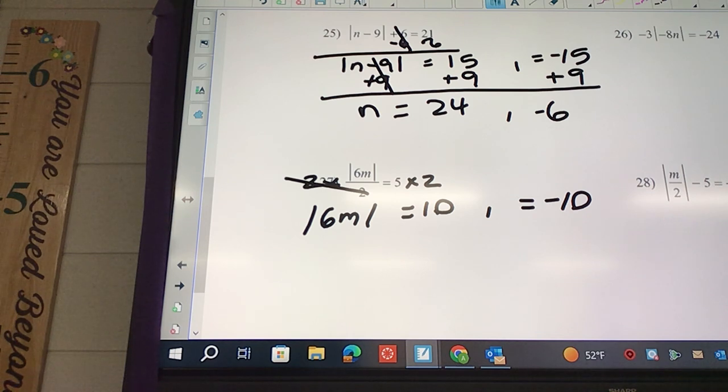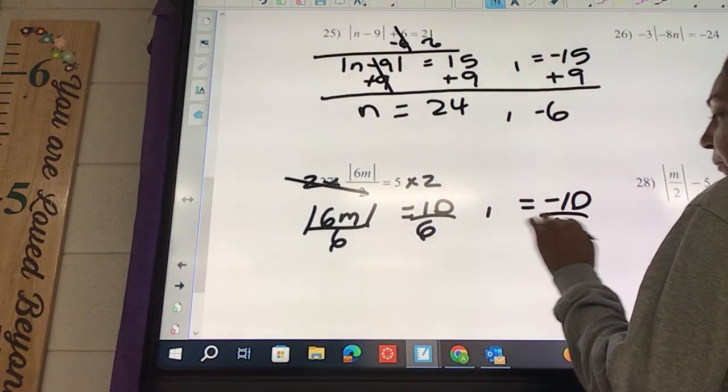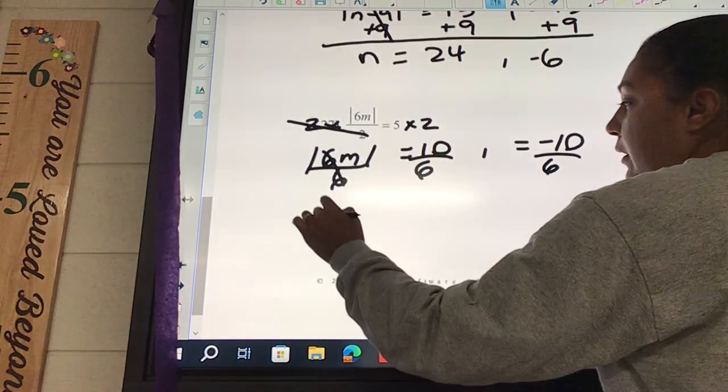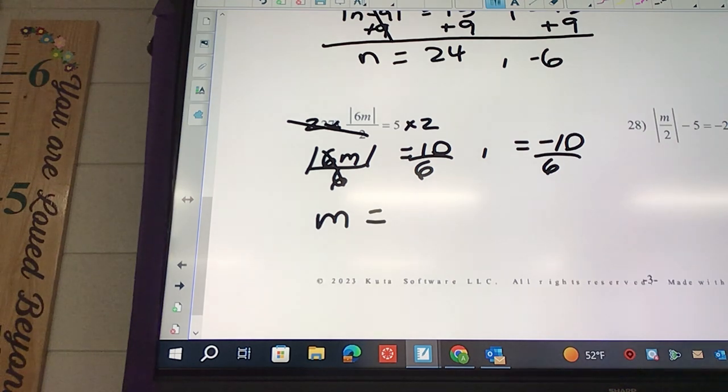If I recall, the answer will be a fraction. It is. Okay, so anytime you get a fraction, do I want a fraction or a decimal? Fraction. We want a fraction and we want the reduced fraction. Okay, so what is 10 divided by 6? And that's where your calculators are nice and the phone ones suck. Okay, 5/3. 5/3, somebody agree?